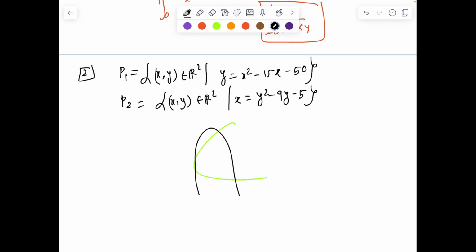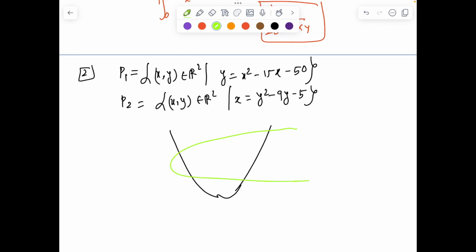So let's try this question. We have been given two parabolas, and it's known that these two parabolas intersect at 4 points which are concyclic. We have to find the radius of the circle. So P1 and P2: P1 represents an upward parabola. P2 will be somewhere a parabola opening towards the left, having its axis along or parallel to the x-axis.